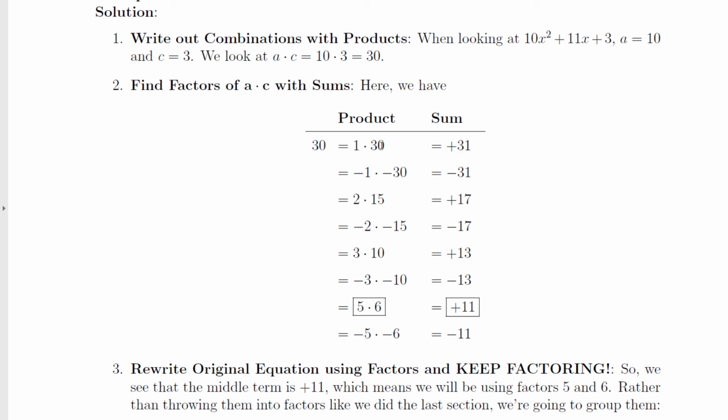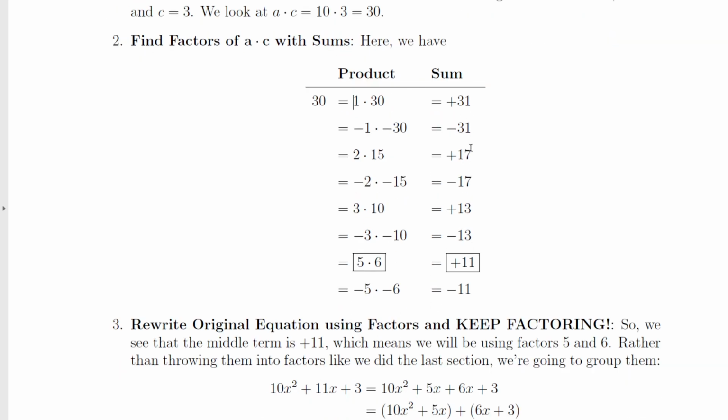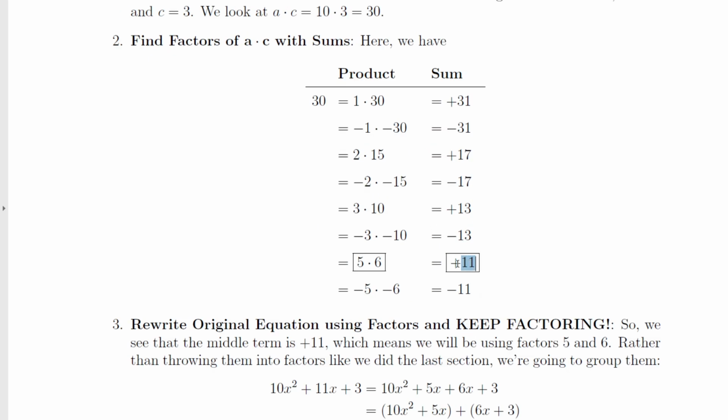We have 1 times 30, okay? Minus 1 times minus 30, 2 times 15, minus 2 times minus 15, 3 times 10, minus 3 times minus 10. So again, I'm just finding all the combinations of multiples and factors. Positive 5, positive 6, negative 5, negative 6. So when we add all of these up, this is what we get. Now check this out. When you add everything, you're still going to look for where it matches the center. So here we've got an 11x, and that coefficient matches this one right here. So our factors are going to be 5 and 6. Now here is where things get a little bit different.